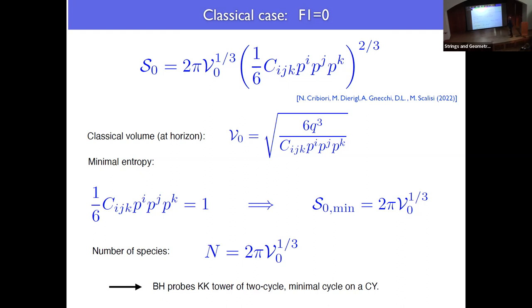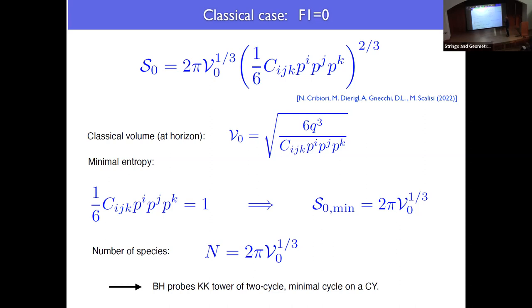We had to think a little bit about this, but I think it makes sense because if you wish, now the black holes are probing the KK tower of a two cycle, which is the minimal cycle in the Calabi-Yau, and the two cycle precisely scales like V to the 1/3. So I think this is also a nice and a correct result.